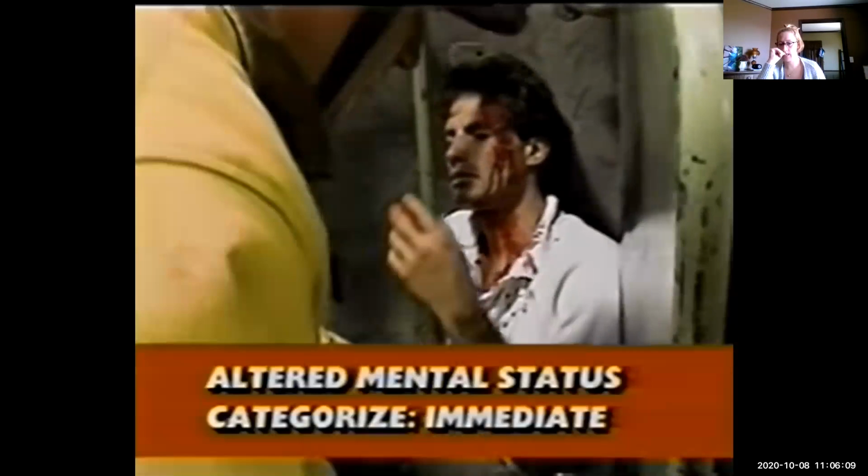Brain injury accounts for half of the deaths in disasters. Patients with altered mental status are categorized immediate. You may have already observed the patient's mental status during the first 2 assessments. If the patient is unable to respond to simple questions or commands, categorize immediate.